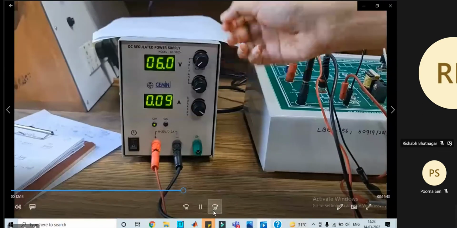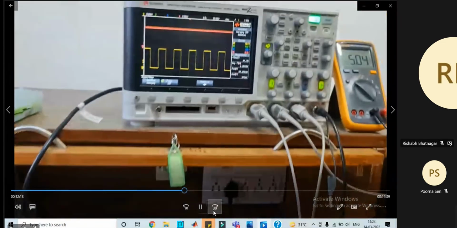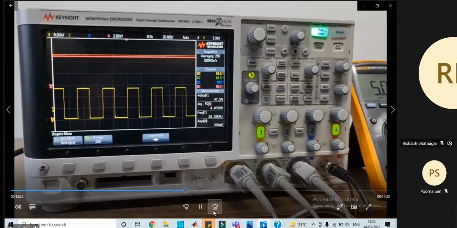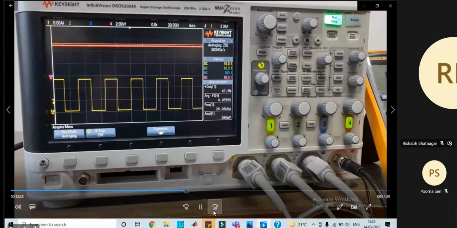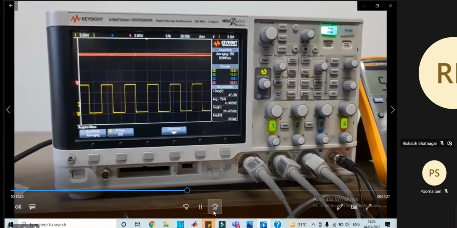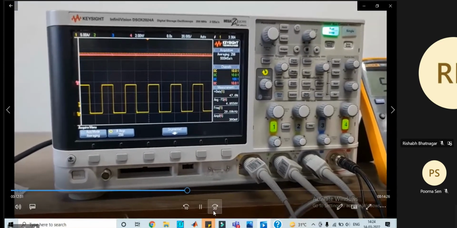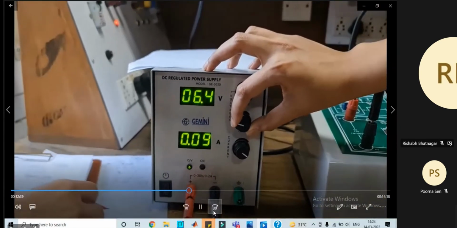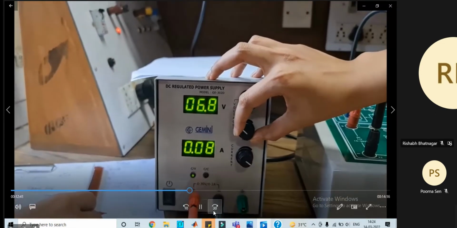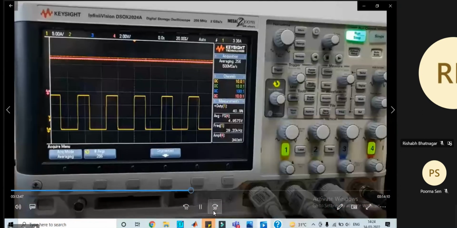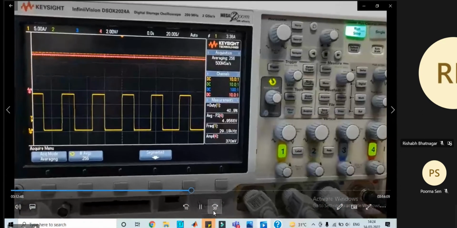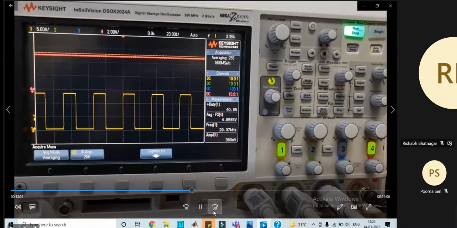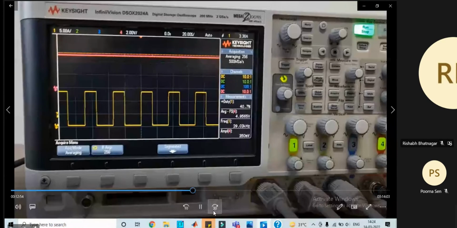Input voltage is set at 6 volts. The duty ratio is 47.6%, and output voltage is 4.955. Now I'll change the input voltage to 7 volts. Duty ratio is 40.9% and output voltage is 4.956.